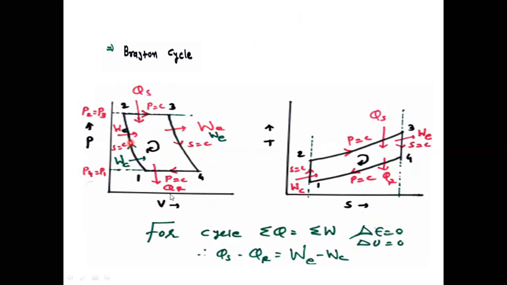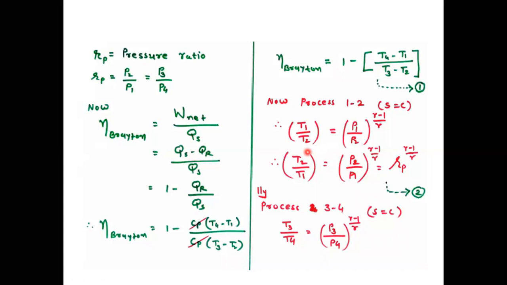Now consider process 1 to 2, which is a reversible isentropic process. Reversible isentropic means adiabatic process, and for an adiabatic process, this is the pressure temperature relation. Here the process is 1 to 2, that is why I write here T1 divided by T2 is equal to P1 divided by P2 raised to gamma minus 1 divided by gamma.